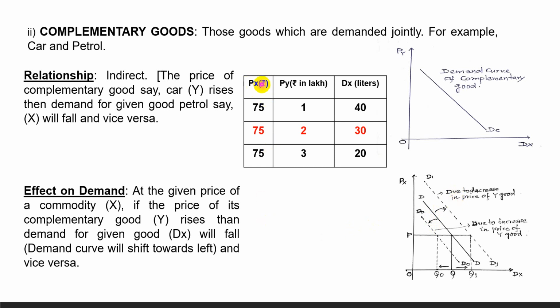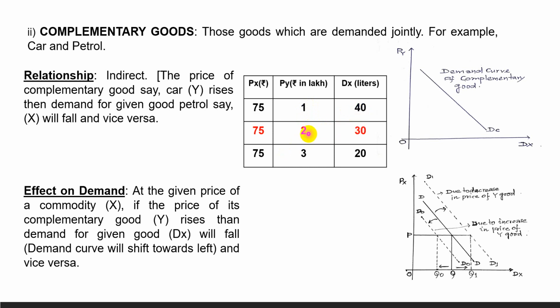For example, we have taken X as the petrol at 75 per liter, and PY is the price of car in lakh, 1 lakh, 2 lakh, 3 lakh, and DX is the liters of petrol. So petrol price is constant. Now the price of the complementary good, say the car, is the original. Now if the car price decreases from 2 to 1, the people will use more car. Obviously the demand for petrol will increase.